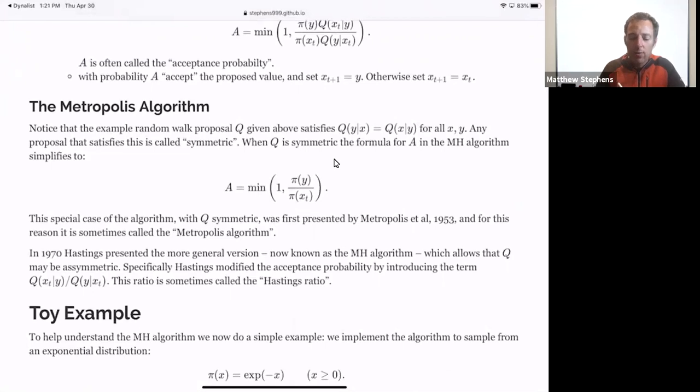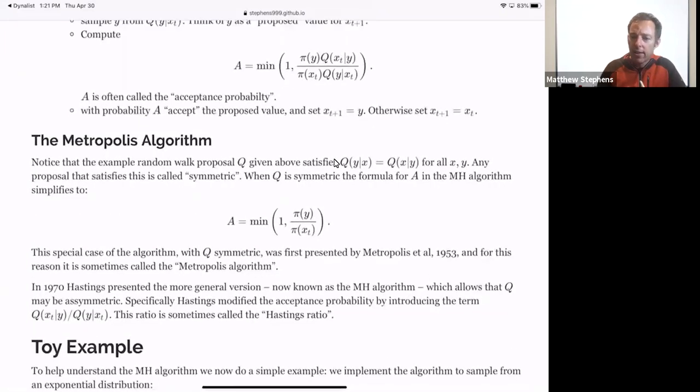So this special case where the Q is symmetric is called the Metropolis algorithm, because in '53, when they first proposed the algorithm, they assumed Q was symmetric and they had this cancellation. And it was later in the 1970s that Hastings presented the more general version that's now known as the Metropolis-Hastings, which allows Q to be asymmetric. So because of that, this ratio of Q's in the acceptance probability is sometimes called the Hastings ratio.